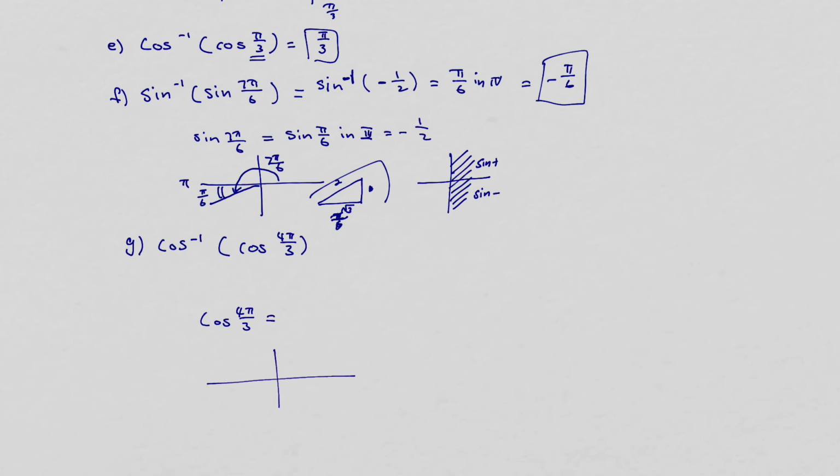Let's see, on a graph, 4 pi over 3 should be somewhere here. This is 4 pi over 3, and that's pi. So how far are we going further? Pi over 3 further from the pi. So that's going to be the same as cosine pi over 3 in third quadrant. Pi over 3 is 60 degrees, so we'll have square root of 3, 1, 2. Cosine is going to be 1 over 2. In third quadrant, it should be negative.